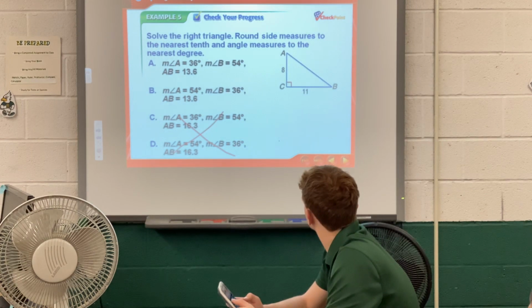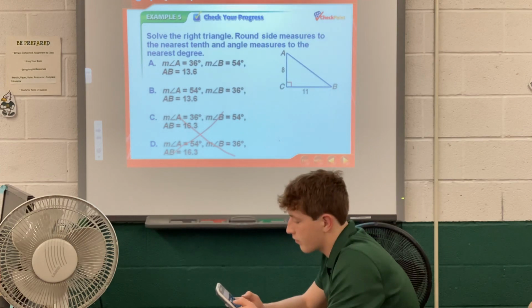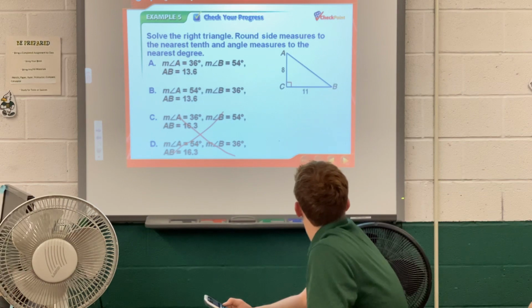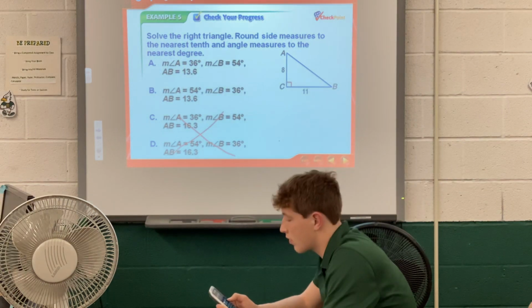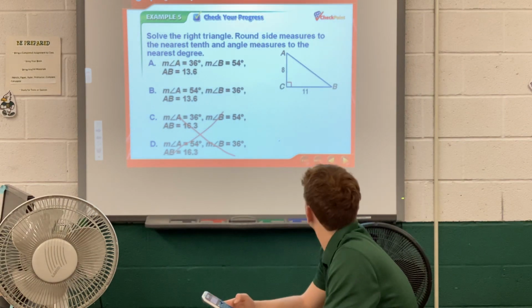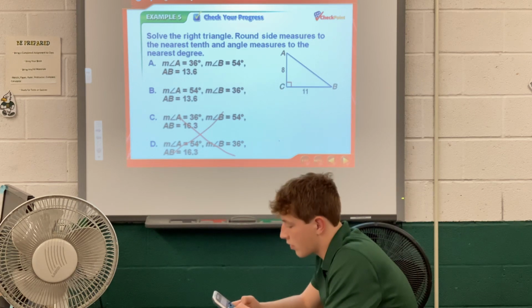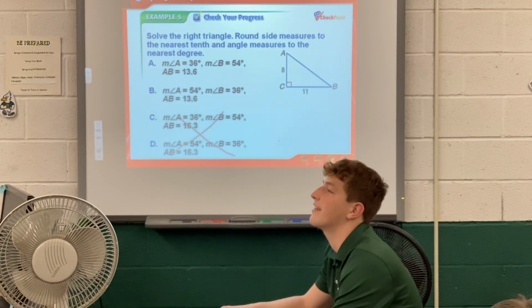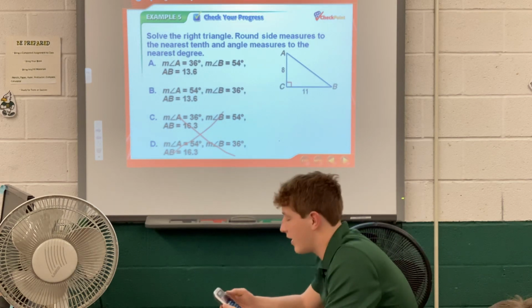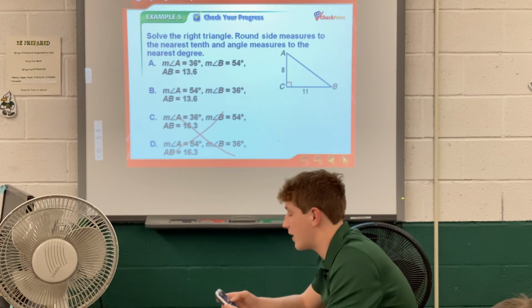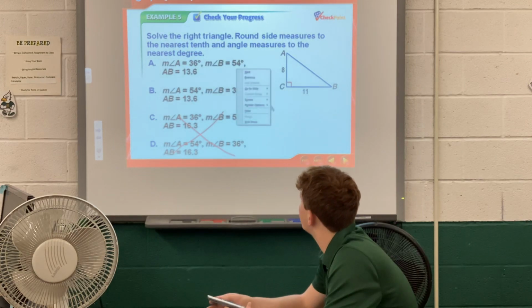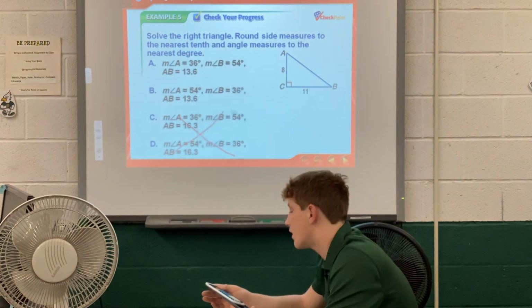So how are we going to find A or B? Brandon said A. If we're going to do A, what are we going to use? Inverse tangent of 11 over 8. What do you get? Angle A is 54 and angle B is 36. So which one do we have? What's my answer then? B?